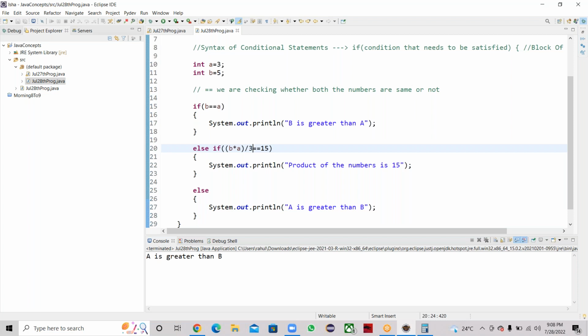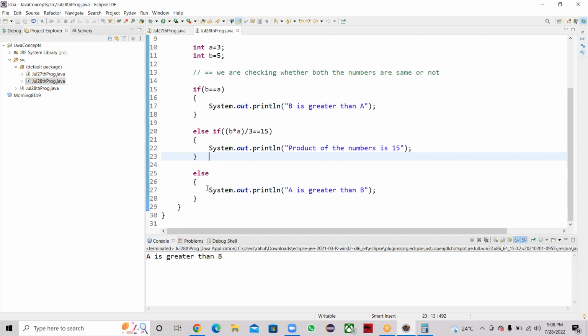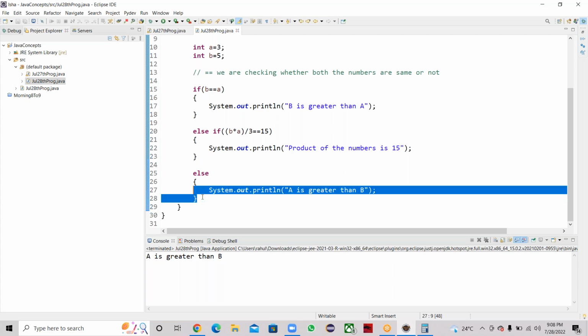We go to the next concept. Can we go with the next concept, guys? If you are clear with else if conditions, or can we go with one more question? Iqbal, you want one more? Yes. Okay.